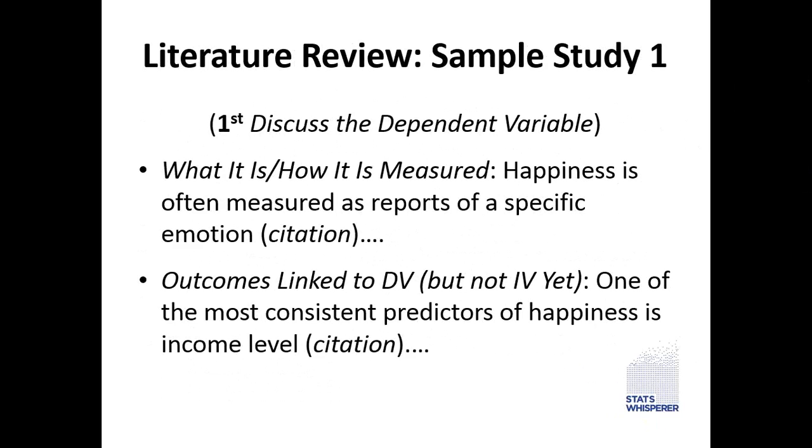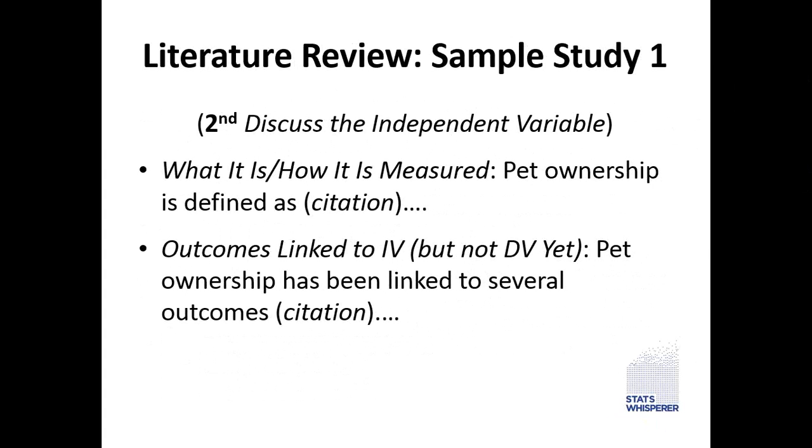And we do pretty much the same thing for the independent variable, right? What it is, how it's measured. So our construct might be pet ownership, right? So we describe pet ownership as this, living with a pet, right? Having a pet, and then we might talk about the outcomes linked to it, right? One of the outcomes one might have heard is that pet ownership increases blood flow and your general overall health, right? So those would be the type of things we would put in this section.